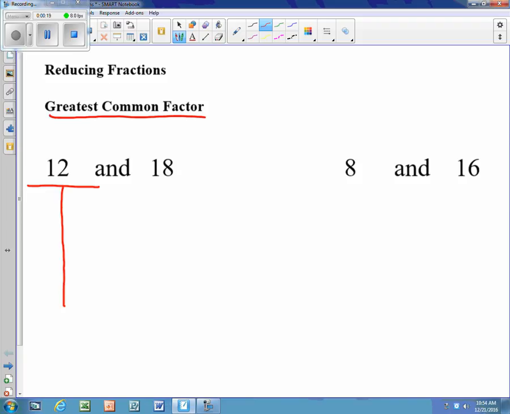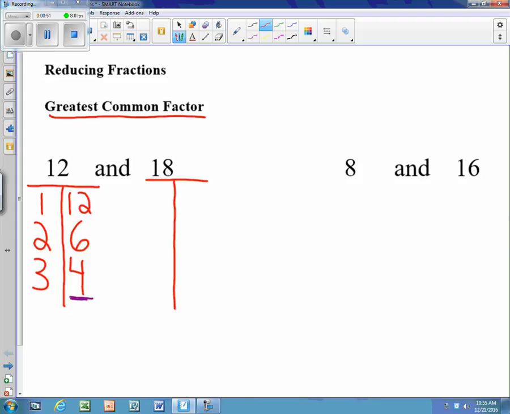And I always start with my number 1, and I ask myself, 1 times what would be 12? And it's 12. Then I ask myself, can I do 2 times something? And I know I can, so I would do the 2, and it's 2 times 6 is 12. Then I ask myself, can I do 3 times something? And the answer in this case is yes, I can do 3 times 4 is 12. Since I already have the 4 on here, and the next number would be 4, I'm done because I've already done it. So now I'm going to do the same thing for 18.